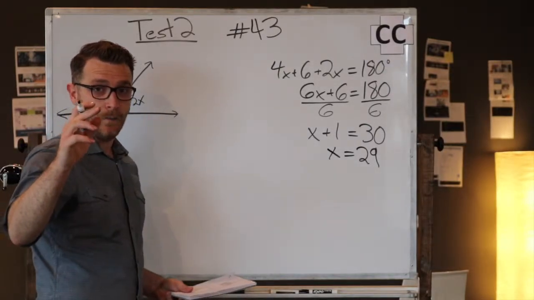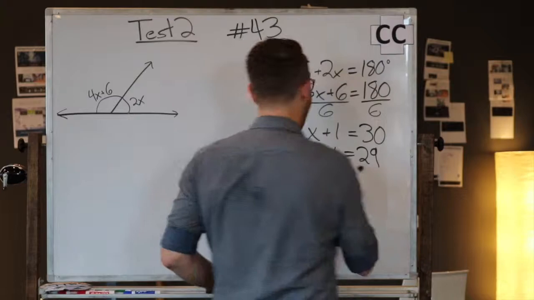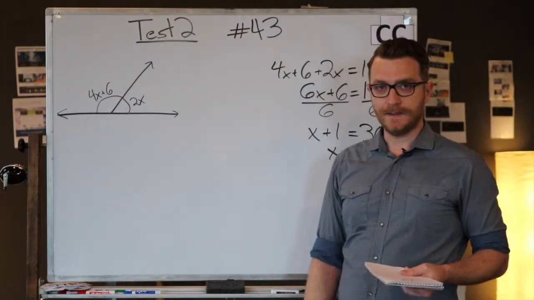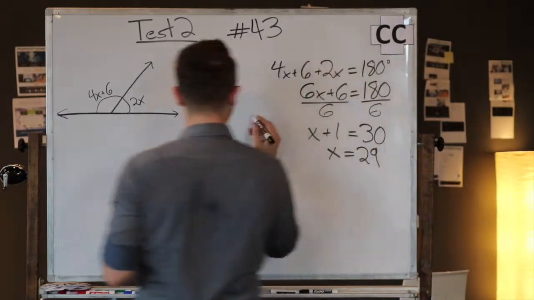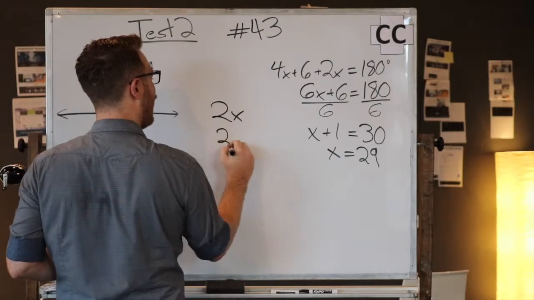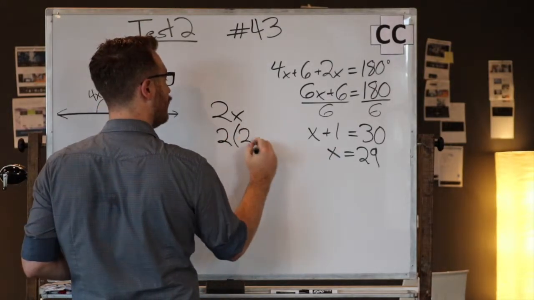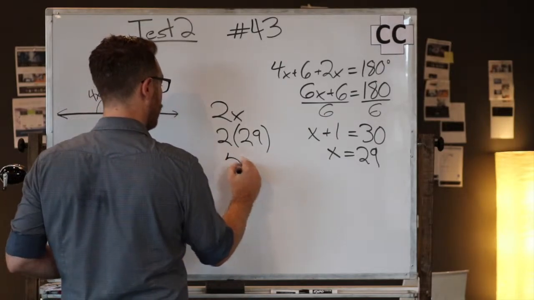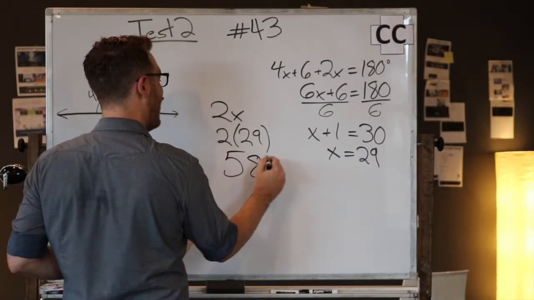That is not our answer. That is not our answer. Why? They're not asking us what x is. They're asking us what the angle of the smaller of the two terms is. Now we know it is represented by an expression of 2x. I have now solved for x. x equals 29. 2 times 29 is 58.